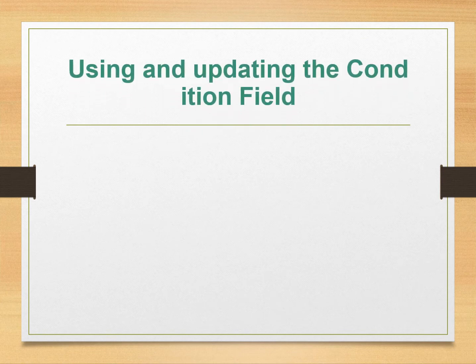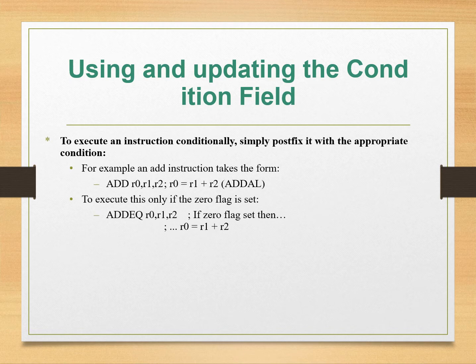Okay, now we look at the next slide. Using and updating the condition field. To execute an instruction conditionally, simply prefix it with the appropriate condition. Okay, we look at this example. If you look at the first example, an ADD instruction takes the form ADD R0, R1, R2, which means R1 plus R2 and store it in R0. Okay, this is what it means.